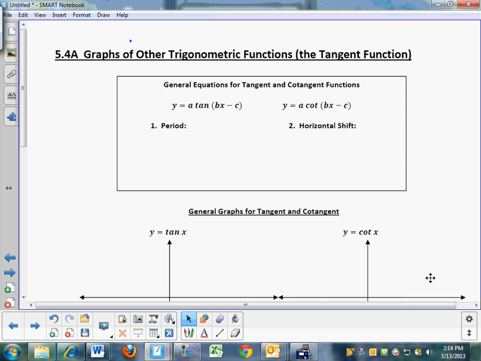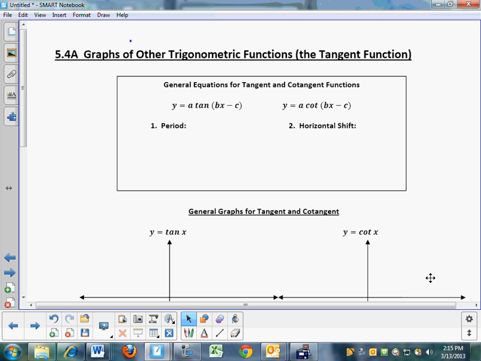Is tangent positive or negative in the first quadrant? Positive. Positive or negative in the second quadrant? Negative. Positive or negative in the third? Positive. Positive or negative in the fourth? Negative. So notice it goes positive, negative, positive, negative, positive, negative, positive, negative. So it just rotates between positive and negative, correct?